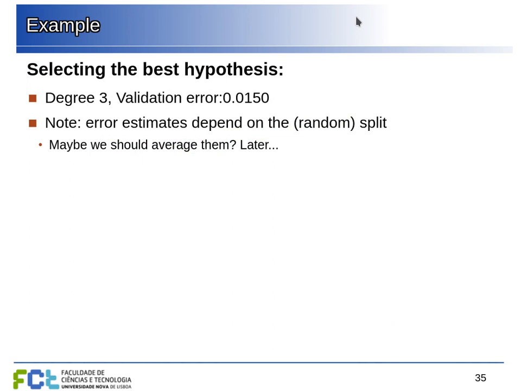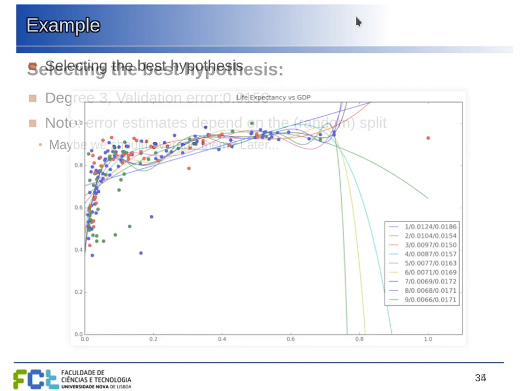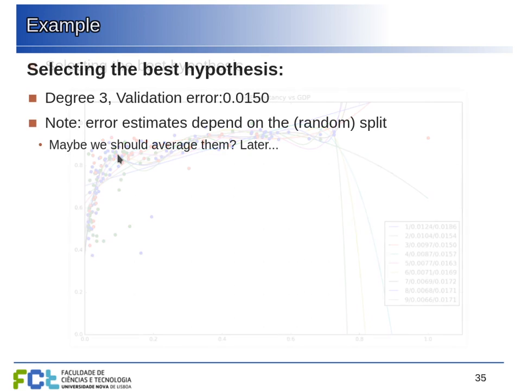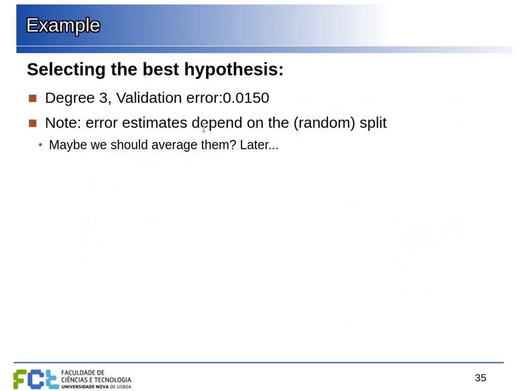Note, however, that the error estimates will depend on this random split between training, validation, and so on. So especially when we are choosing the best one, we have this set of points for training in blue and the green points for validation. But if they were different points, we would probably end up selecting a different model. So this is very much dependent on this random split in the data.